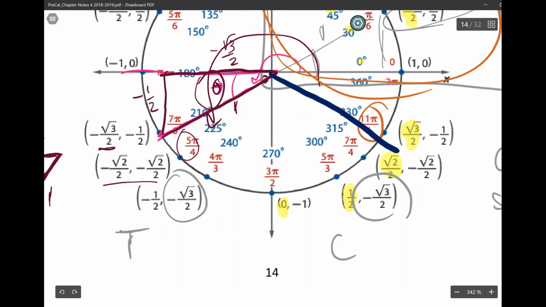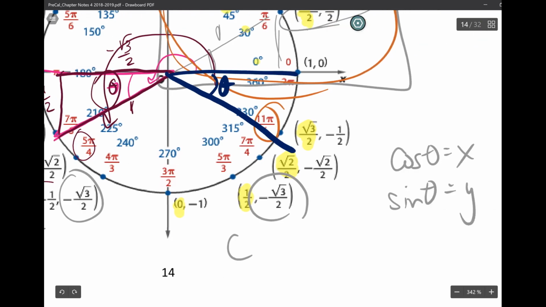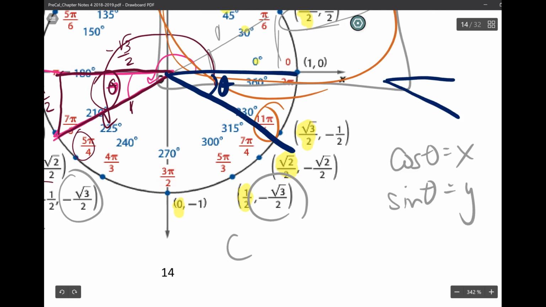So here would be right here. Here's our theta, and I'm using a triangle that looks like that. Let me plug in the values. My x is going to be positive, square root of 3 over 2. My y is negative, because it's below the x-axis, negative 1/2, and of course my hypotenuse is 1.